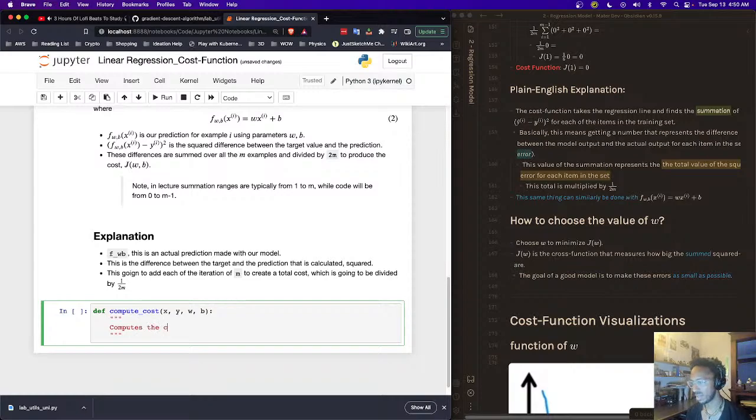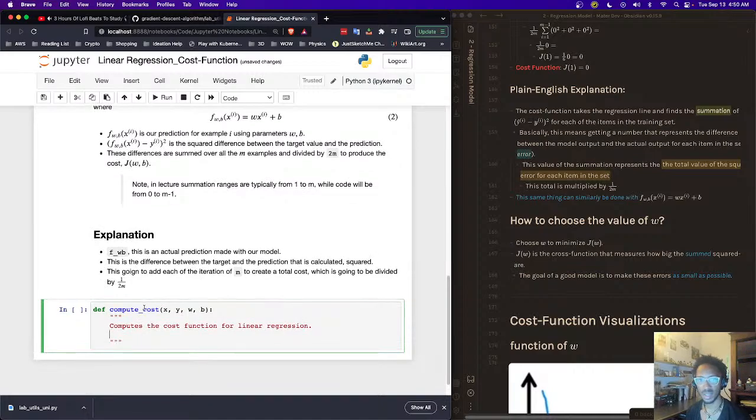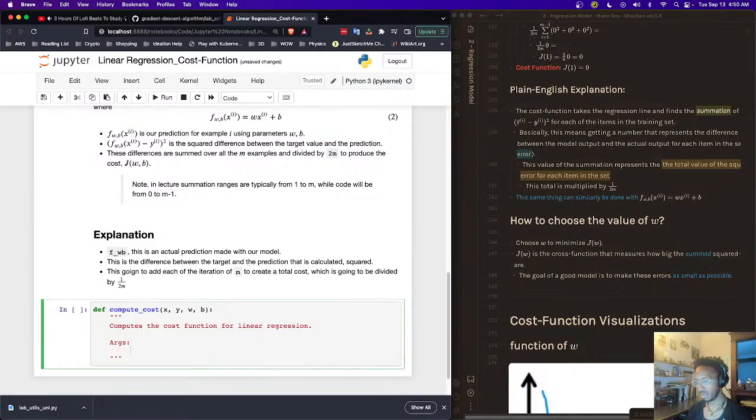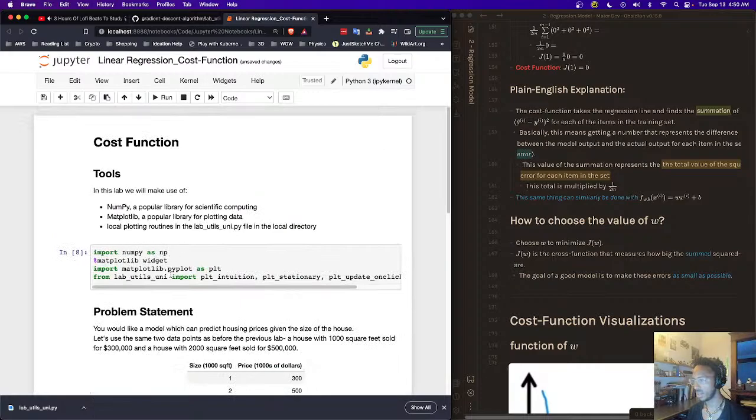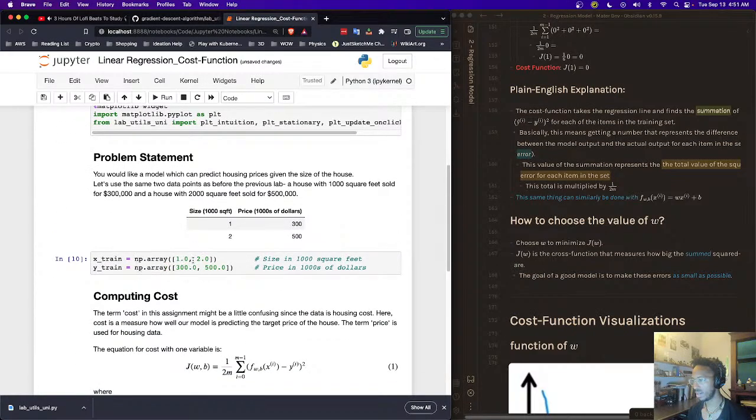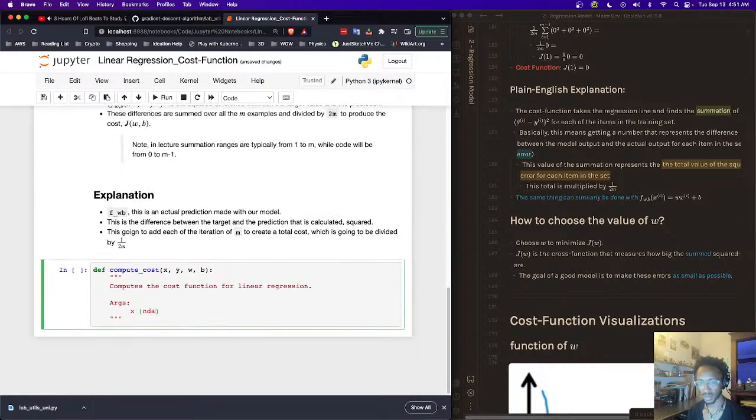So, okay, this computes the cost function for linear regression. Just writing some notes here. We have 4 different arguments, and I'm going to write out what these arguments represent, just for learning purposes. The first one is the x. This is an array here. And this m here is the size of the array.